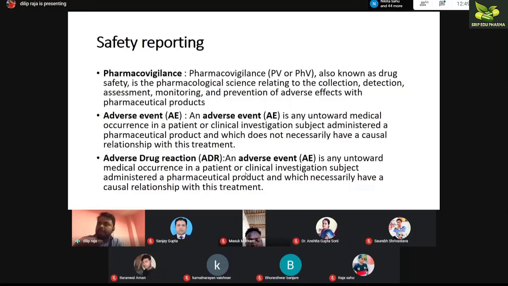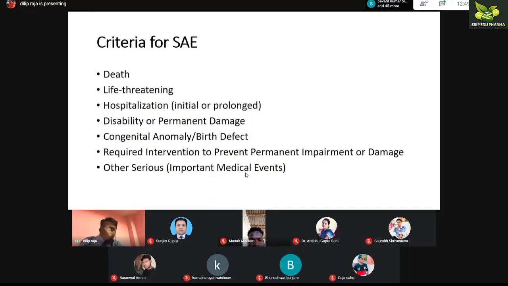So if we have a doubt, if it is not clear, then we will call it an adverse event. It is an adverse event which does not necessarily have a causal relationship with the drug. And if the same event has a causal relationship with the drug, we will call it an adverse drug reaction, ADR. So if the event doesn't have a causal relationship with the investigational drug, we will call it an adverse event. If the event has a causal relationship with the drug, we will call it an adverse drug reaction.